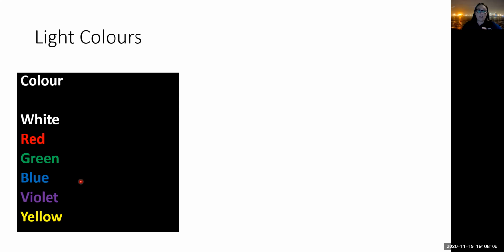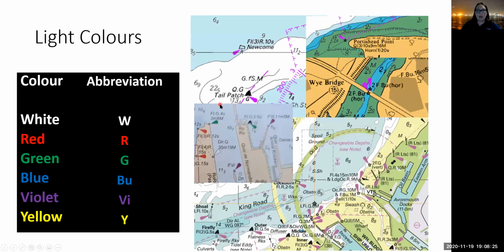Okay, so what do the abbreviations look like on the chart? Because they tend to be written in abbreviations rather than written in full like they are here. W for white, R for red, G for green, fairly simple, VU for blue, VI for violet, and Y for yellow.